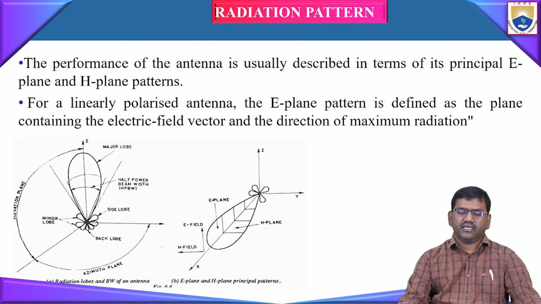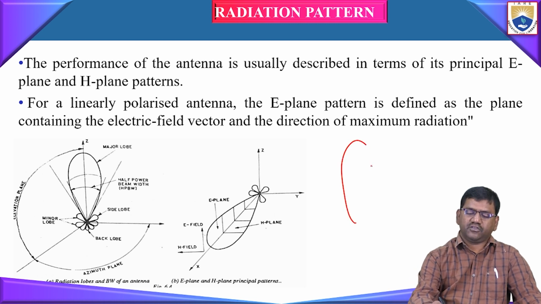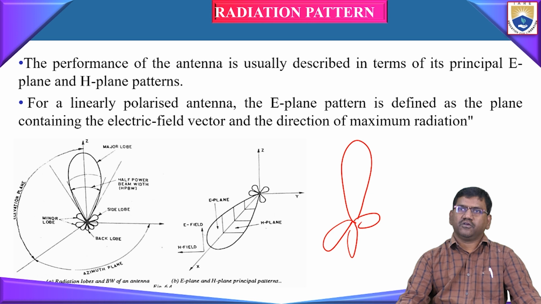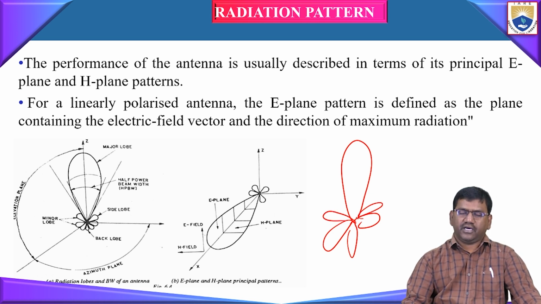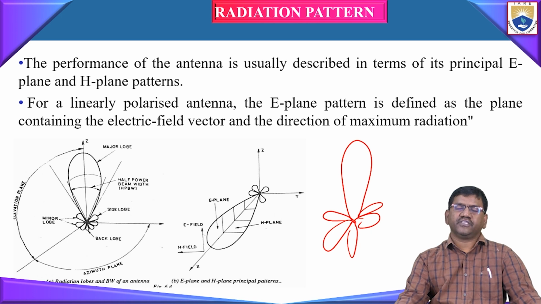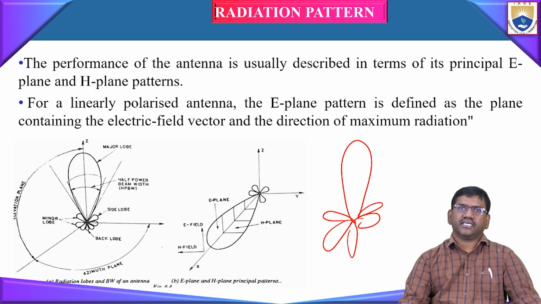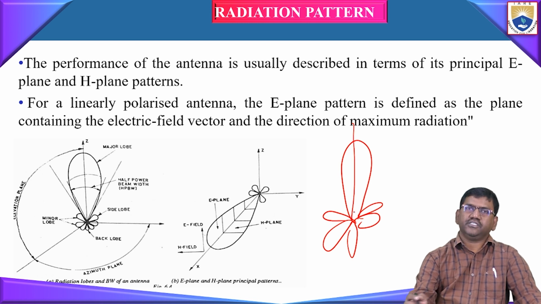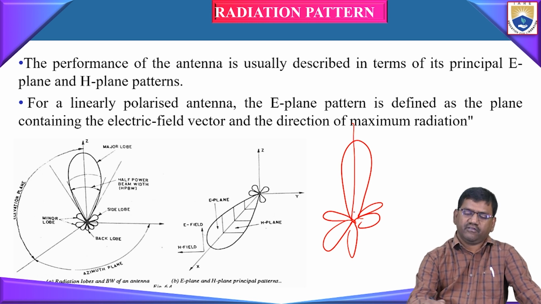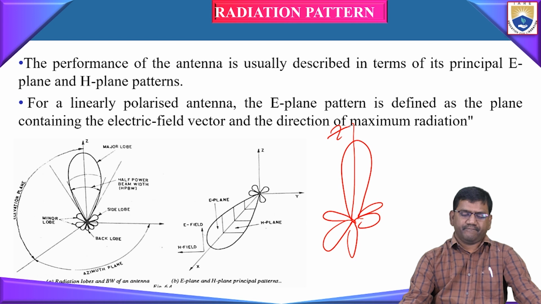The performance of the antenna is usually described in terms of principal E plane and H plane patterns. So we are going to draw the radiation pattern. From the radiation pattern, we draw the major lobe, and these are the side lobes, and this is the back lobe, and these are minor lobes. And we are going to align this major lobe with any of the axes, either x-axis, y-axis or z-axis.